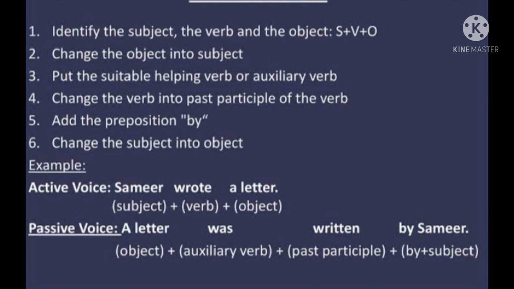Then the last one we have already discussed in the second point. Now go through that example. Samir wrote a letter. Here Samir is subject, wrote is the verb and a letter is the object. While converting that to passive voice, a letter is written first, that is the object. Then was is the auxiliary verb. Then we have written the third form of write, that is written by Samir.